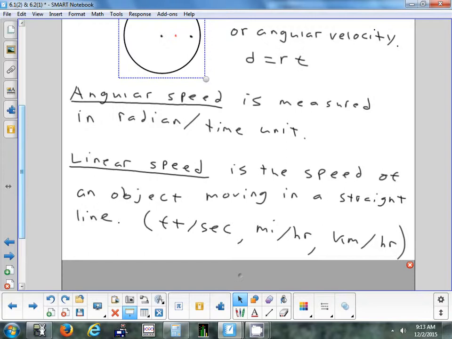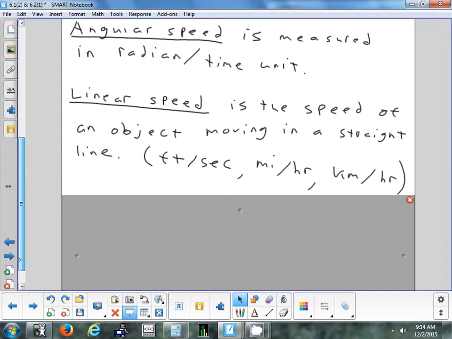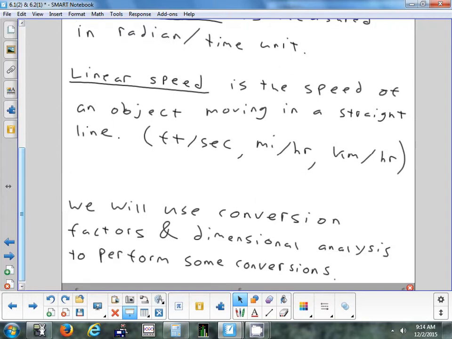And the other type of speed I mentioned to you was linear speed. That's the speed traveling in a straight line, like you see on your speedometer. Feet per second, miles per hour. On European cars, kilometers per hour. And what we're going to do is just practice converting between different units.